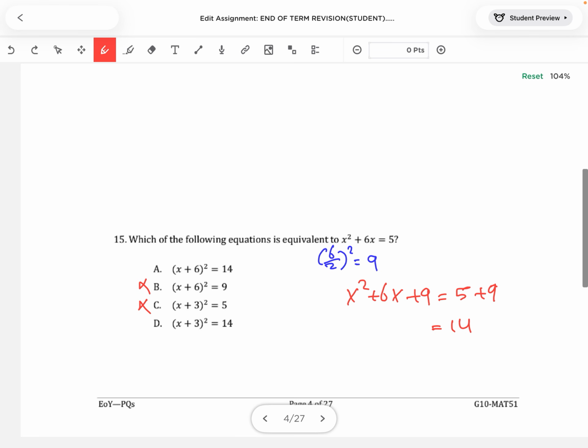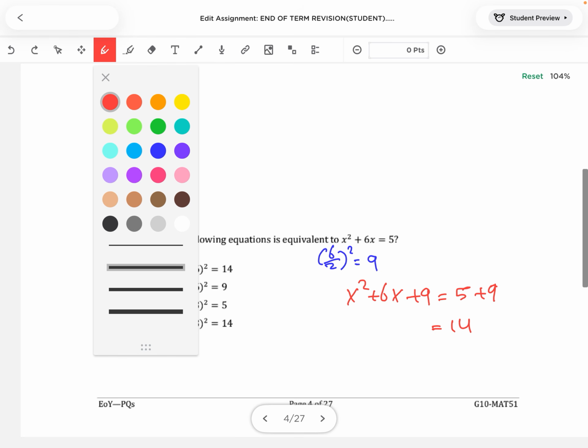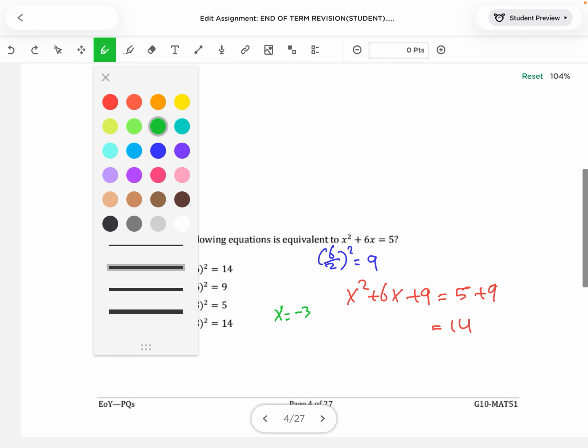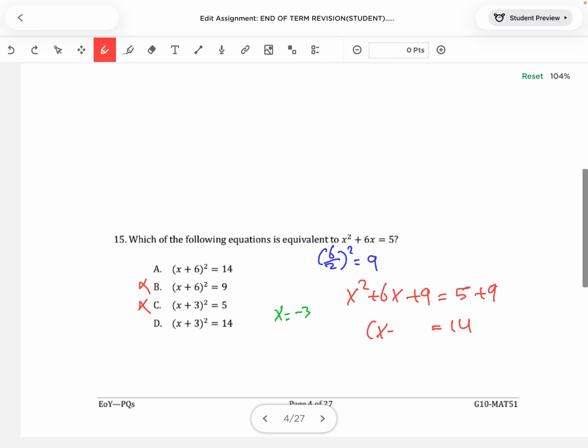So these two choices are not correct. The left side, by mod 3, I will get x equal -3. So I will have x plus 3 to the power 2. So I'm certain now the answer is D.